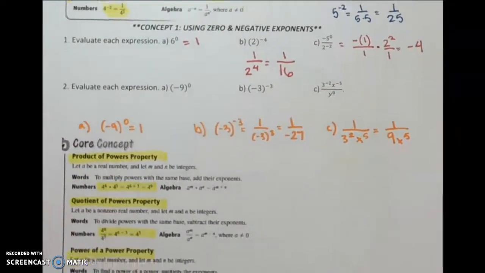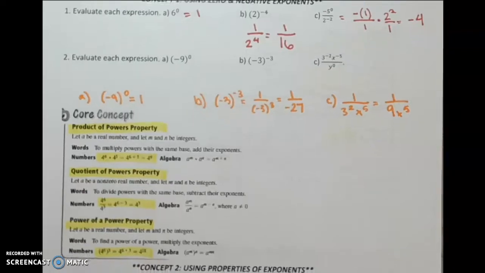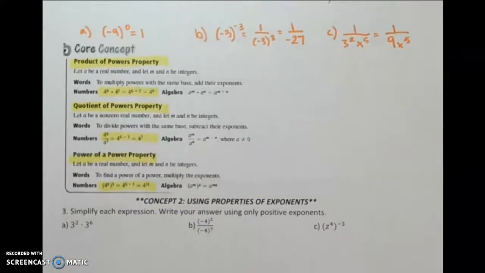Okay, so let's go up here. A, negative 9 to the 0 power is 1. B, negative 3 to the negative 3rd power is 1 over negative 27. And C is 1 over 5x to the 5th power. Alright, very good. Next, I'm going to continue here.